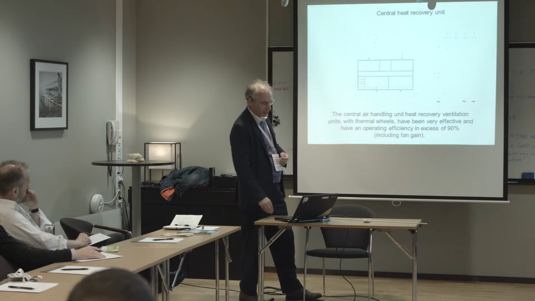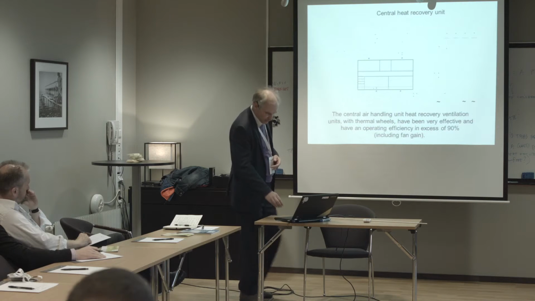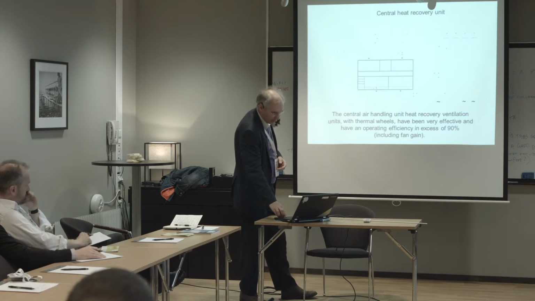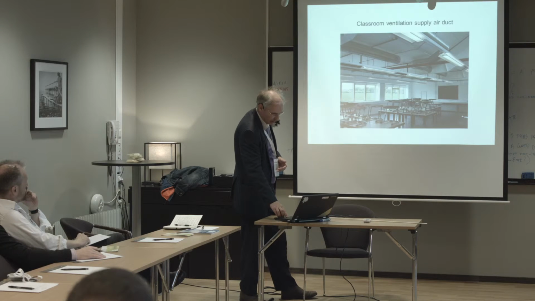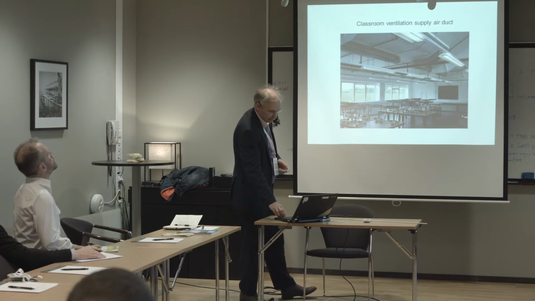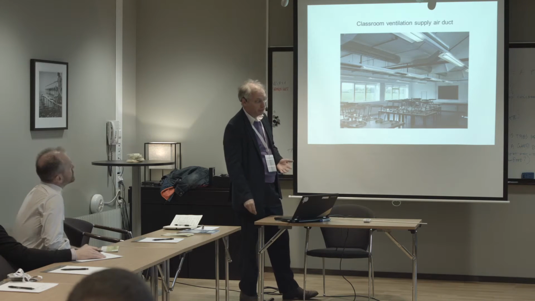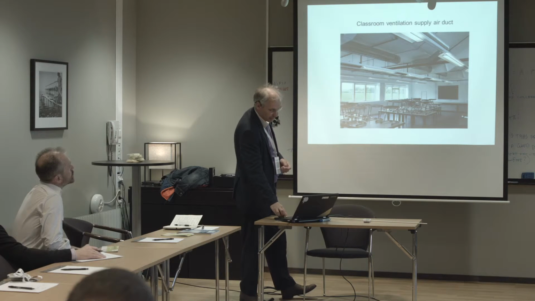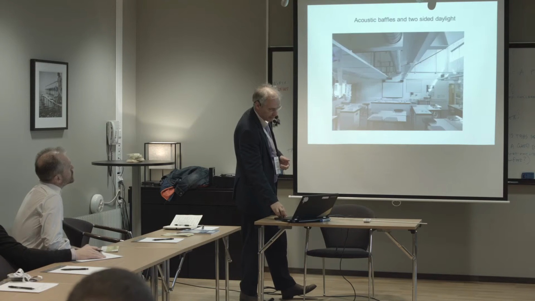So this was done quite a while ago, and it's got a highly efficient thermal wheel at the core of it. There's the central supply air duct, and it's extracted through the classroom doors, through the corridors and back. So it's very simple, but it's providing too much air, 8 litres per second all the time, so it's actually probably too much. So we moved away from this now.